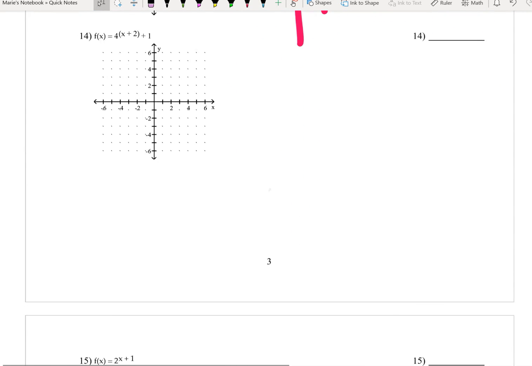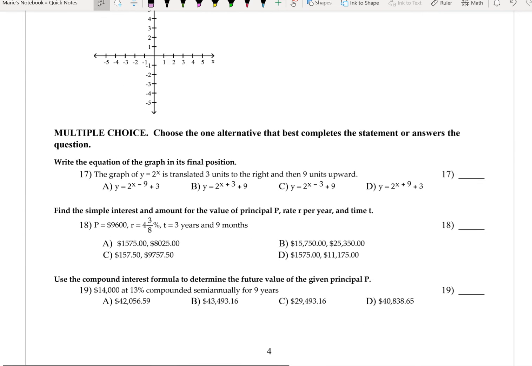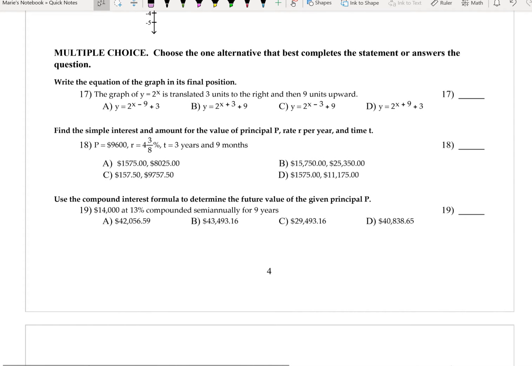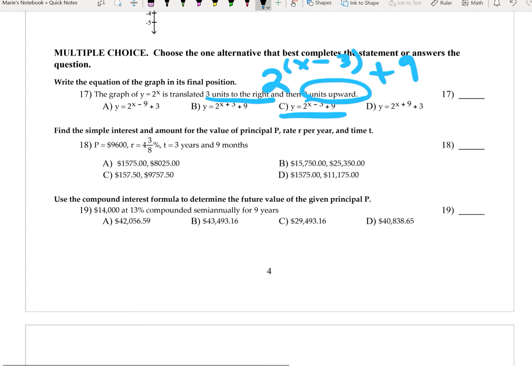Alright, I'm not going to do 14 or 15 or 16. Those are all the same. Okay, for number 17, the graph of y equals 2 to the x, translated 3 units to the right. If it's to the right, it's an x minus 3 situation. So this is 2 to the x minus 3, and then 9 units up, so plus 9. This would be answer choice C for number 17.